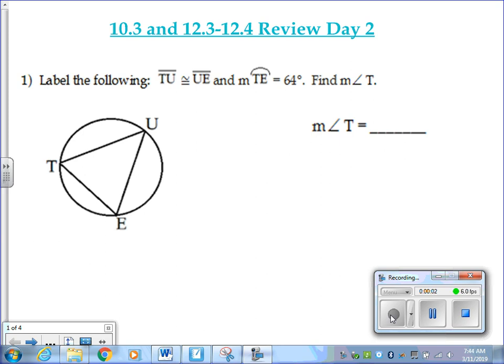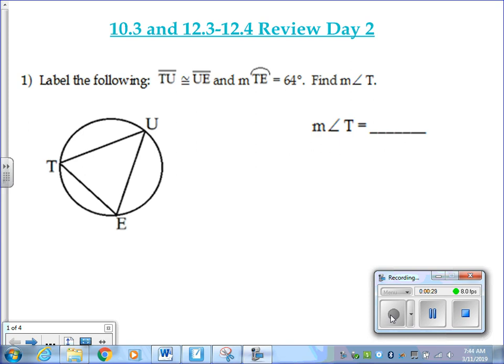Hey guys, so today is the last review before your quiz tomorrow. So this is just 10.3 and 12.3, 12.4 review day 2. Just like yesterday, you had 4 problems for homework. I'm just going to go through the answers. If you already got the answer correct, feel free to flip to the next slide and you don't have to watch the whole video.